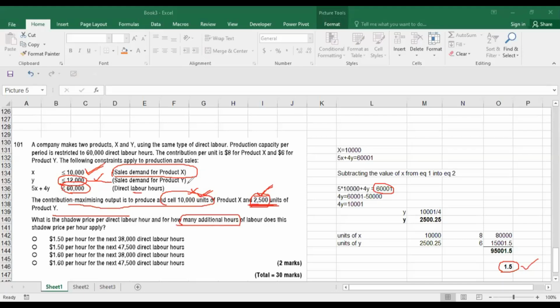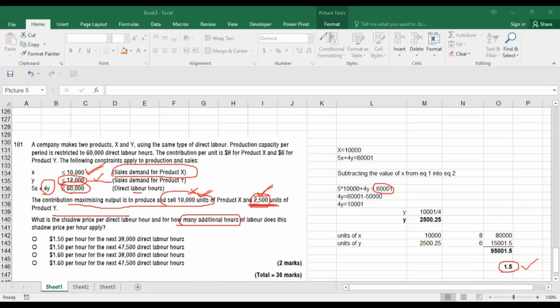Yes, please. Can somebody tell me? 10,000 simply. Huh? 9,500. Yeah, 9,500 units are the shortage. Yes, sir. Then how many labor hours can you buy more? How much time is taken on one unit of Y? How many labor hours are taken on 1 unit of Y? 4 hours, yeah.